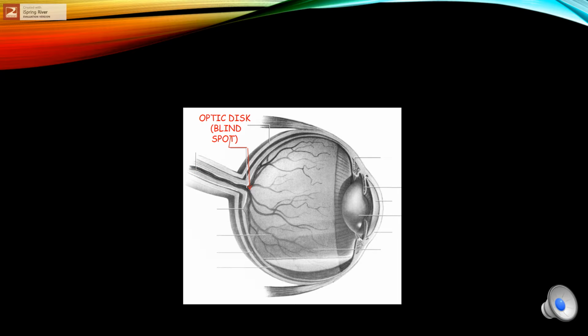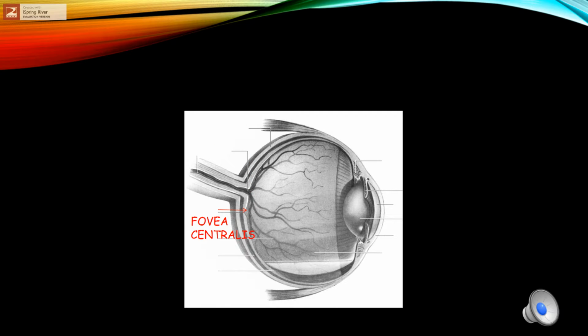Optic disc, or blind spot, is a raised disc on the retina at the point of entry of the optic nerve, lacking visual receptors and so creating a blind spot. Fovea centralis, the central portion of the macula, has the highest concentration of cones, and it is only at the fovea that we have 20/20 vision.